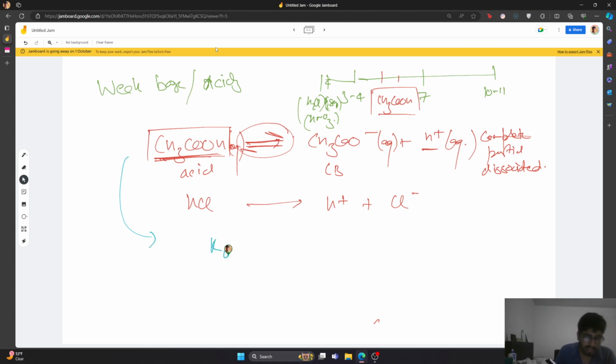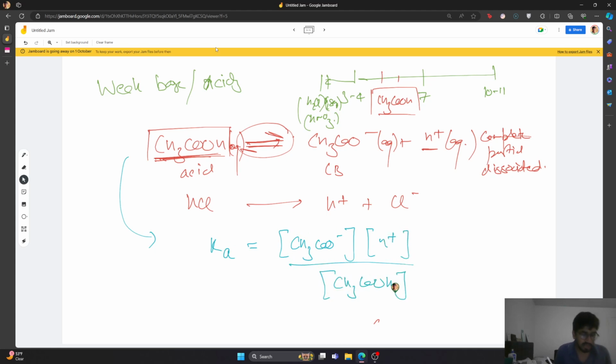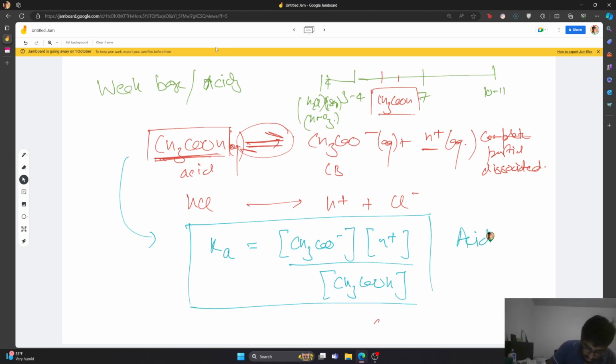Or in this case, we call it Ka, not Kc. Again, similar thing, right? This thing, and then COOH. Now this time the denominator is not a constant, so we don't take it out. We keep it as it is. So this is what we call the acid dissociation constant.